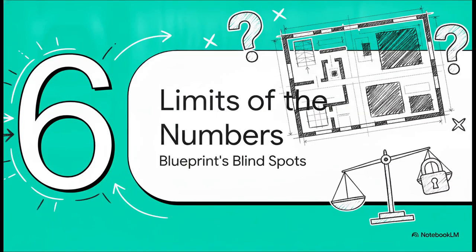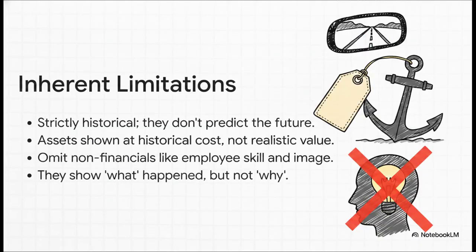Section 6. Limits of the numbers. The blueprint's blind spots. Here's the thing. They are perfectly detailed yet perfectly blind to non-financial realities. Your brilliant management team, your bulletproof brand reputation, the raw, unmatched skill of your employees, the balance sheet simply doesn't care. It doesn't see them.